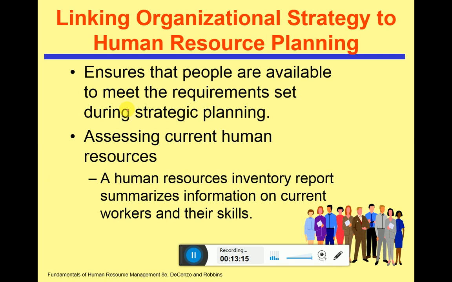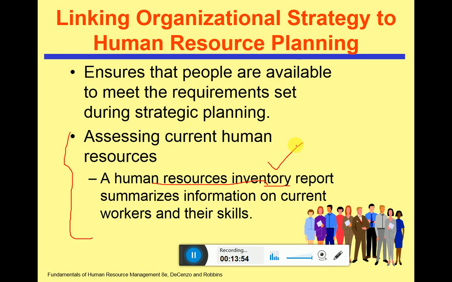Already we have discussed assessing current human resources. A human resource inventory report summarizes information on current workers and their skills. Now let me explain. When the HRM department starts the planning process, HRP, it first prepares a human resource inventory, like a stock inventory of what the organization has. There are management inventories and skill inventories.